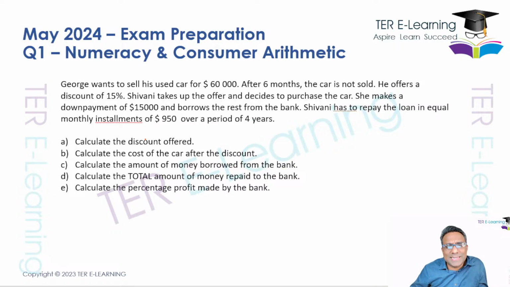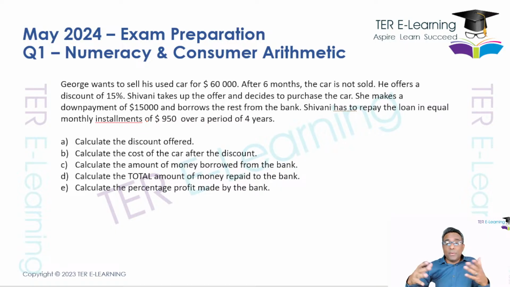George wants to sell his used car for $60,000. After 6 months, the car is not sold. This happens sometimes. You want to sell something and you can't get it sold. So one of the things we do is reduce the price. So he offers a discount of 15%. Shivani takes up the offer and decides to purchase the car. She makes a down payment of $15,000 and borrows the rest from the bank.